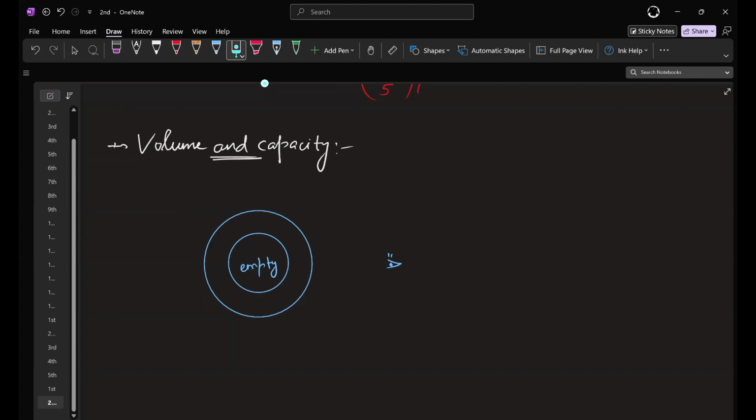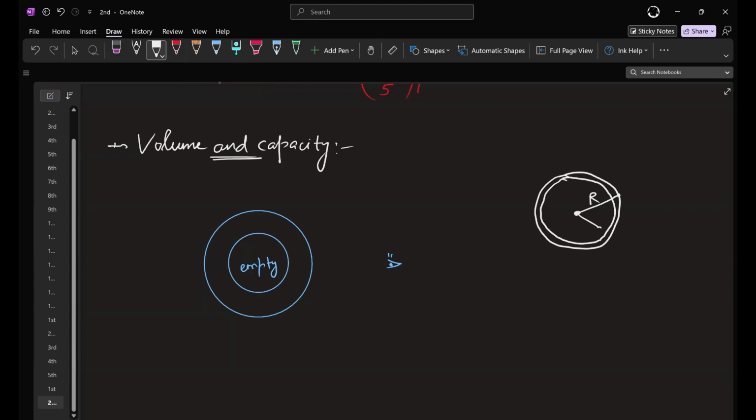So for example, a tennis ball. Can you put something inside of a tennis ball? No, because it is empty from inside. Even when we are asked the volume of a football, what do we call the volume of a football? A football is something like this, right? And inside of it, air is filled.